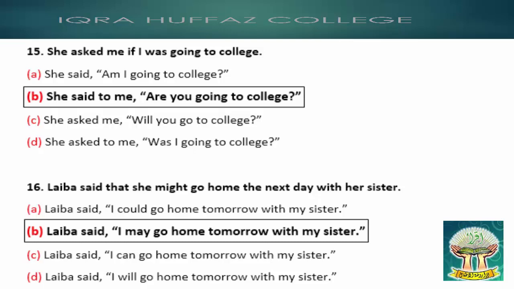Laiba says, I may go home tomorrow with my sister. Might will come back to may in direct speech. The next day will come back to tomorrow, and her will come back to my sister. Her sister, my sister. As you know, here I would like to remind you, whenever we have our direct sentence given, you will use the rules as instructed to you. But if you are given an indirect sentence, to convert it into direct or to choose a direct sentence, you will reverse the rules.